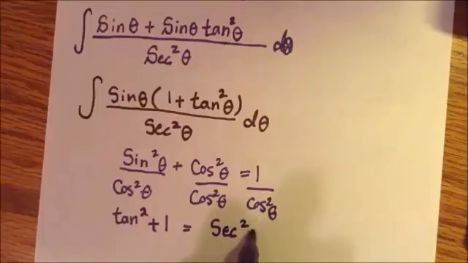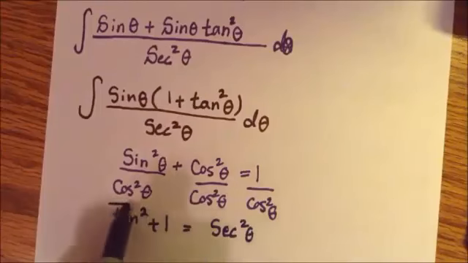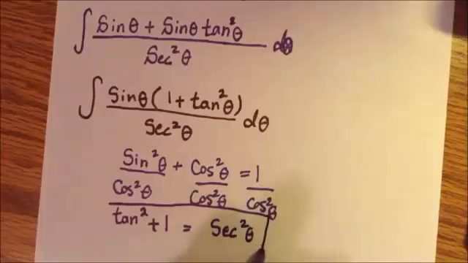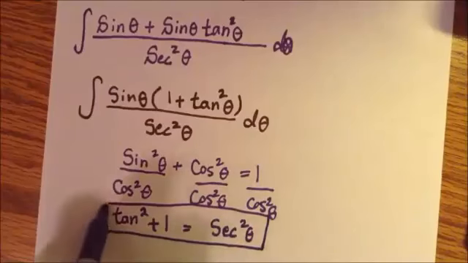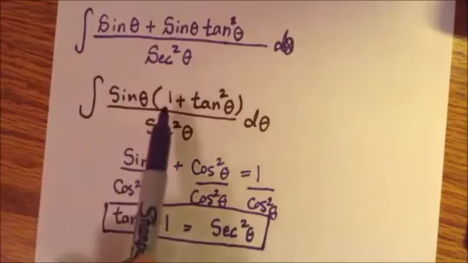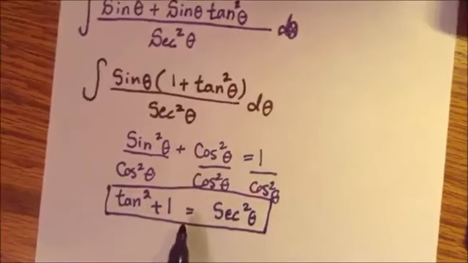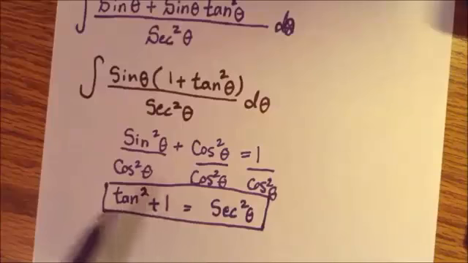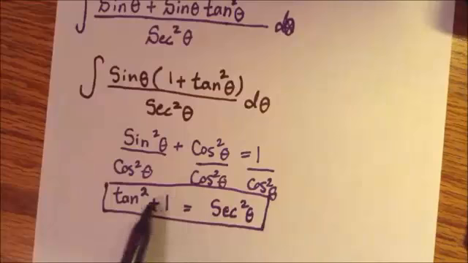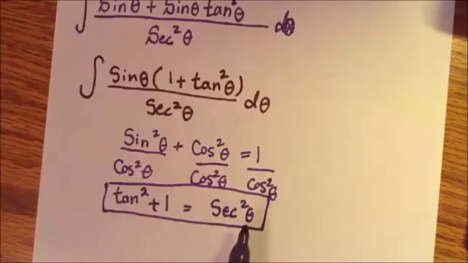So we're going to have secant squared of theta. And that's essentially all we need for this problem. Because if you take a look here, we have 1 plus tangent squared, and we just figured that out. They're just interchanging tangent and 1, but it's not going to make a difference since we're adding them together. So tangent squared of theta plus 1 is simply going to be secant squared.